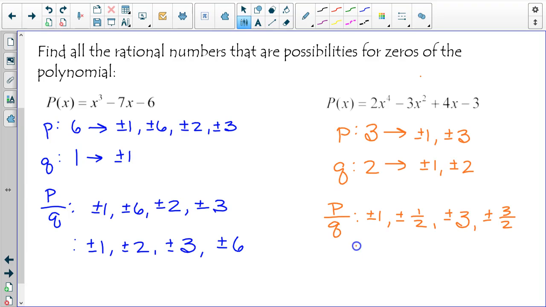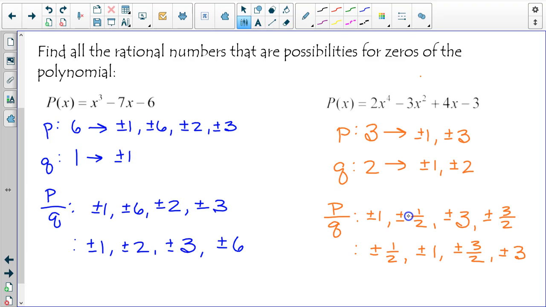And then, because I have OCD, plus or minus 1/2, plus or minus 1, plus or minus 3/2, plus or minus 3. I just always put them in order. It's a math thing. You don't have to. You have to list your p and q, and then list the factors, and then just tell me what's p over q. So no, you don't have to put them in order. Any questions?